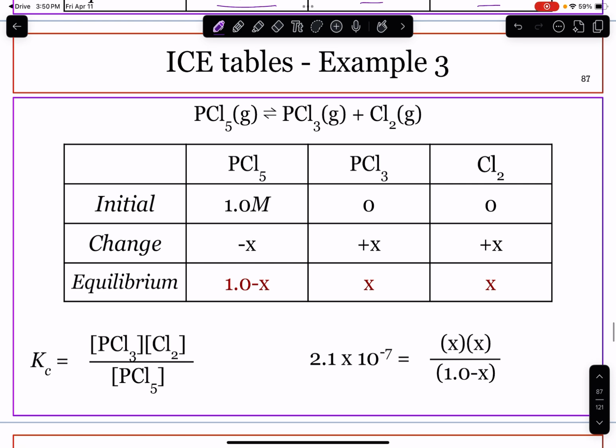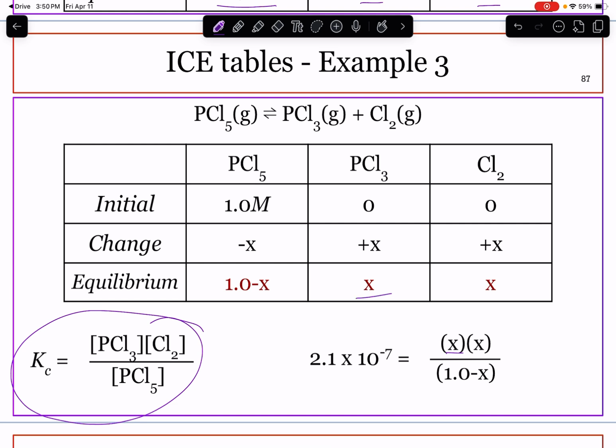If we plug this into our K expression where we have products over reactants, here's the product for PCl3, and then the product for Cl2 goes here. The denominator is 1 minus X, that is here. This value, the 2.1 times 10 to the -7, that is the K. Now, if you're looking at this problem and you realize you need to try to solve for x, this is going to be difficult. You're going to need to use the quadratic formula for this.